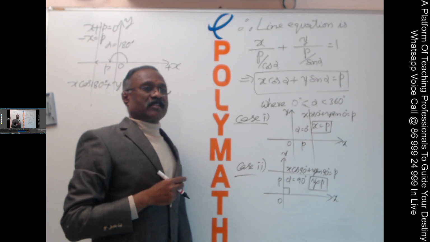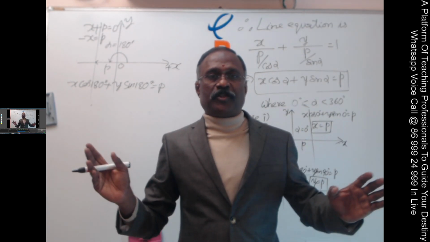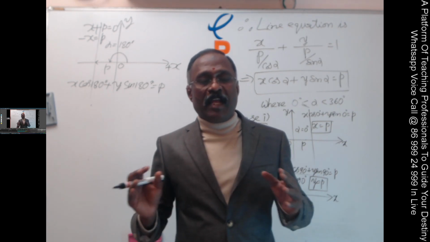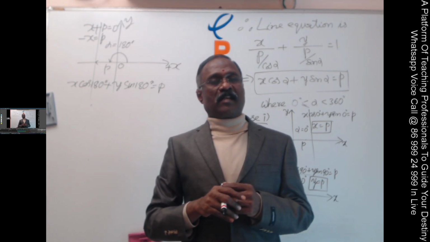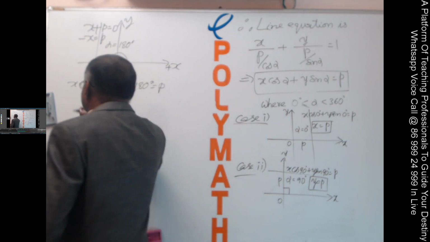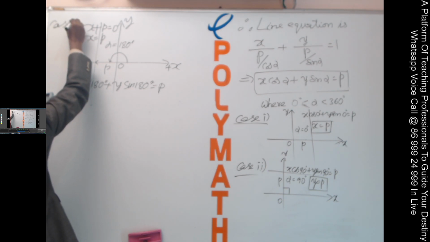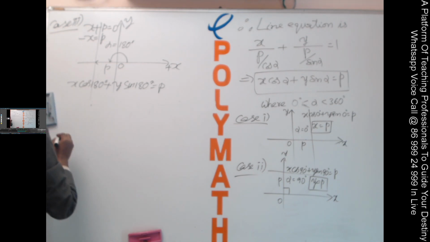So what is that you understand? This normal form is a universal line equation, not condition, universal. Universally it can be used. Similarly, the final case, this is case 3.